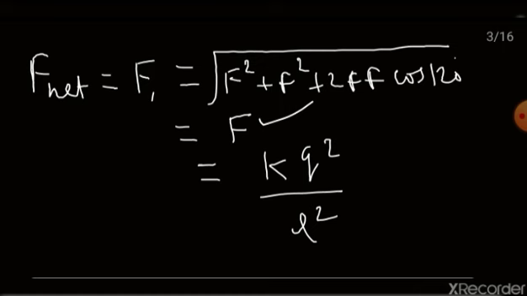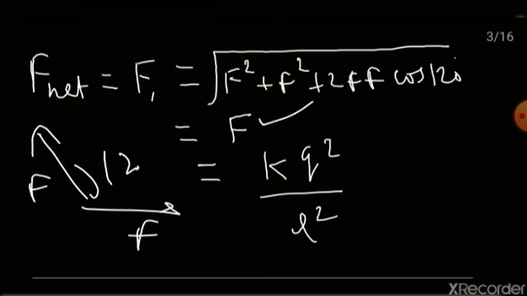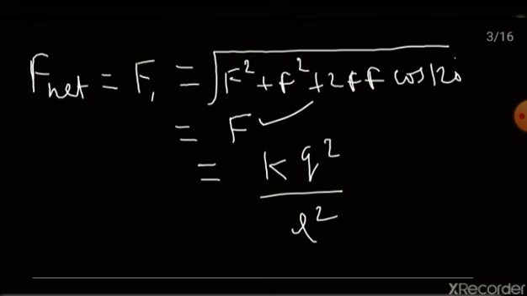This we have also studied in class 11. This is a very important result. If there are two vectors and both are of the same magnitude, and the angle between them is 120 degrees, then their resultant is the same in magnitude as each of them. This is an important result. You should remember this. It will save your time. Now, we get that the resultant is F.